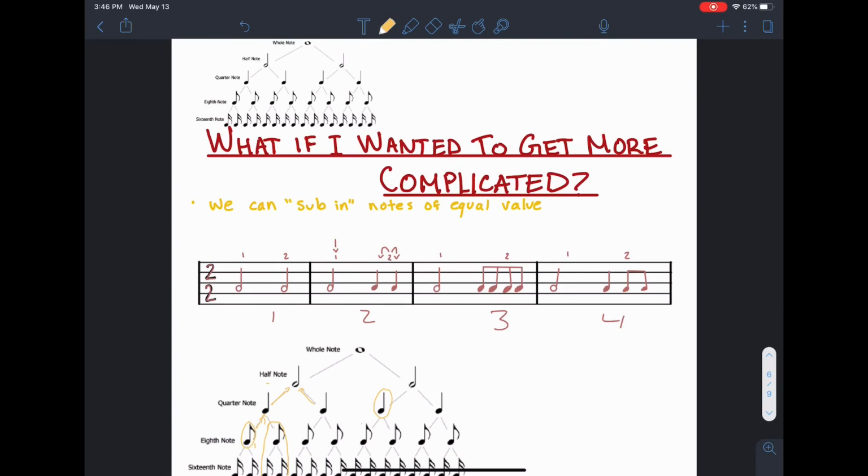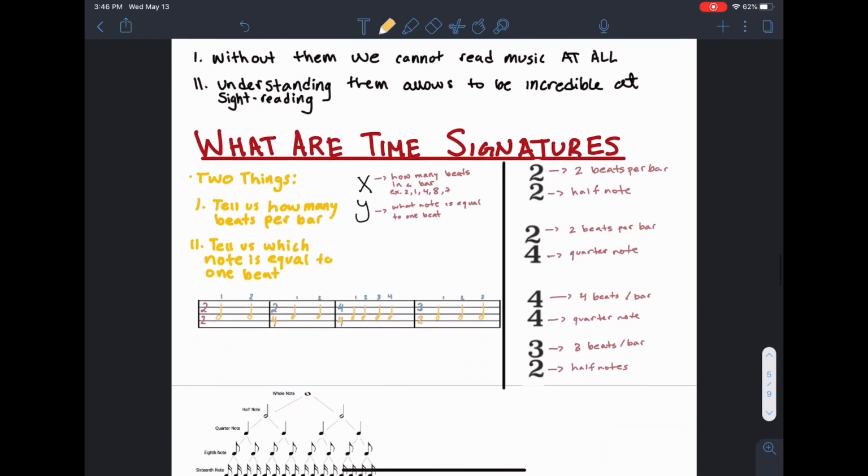Next is going to be the first time we get to play something, and we're going to learn how to read music. We're going to learn how to read music and read different time signatures, okay?